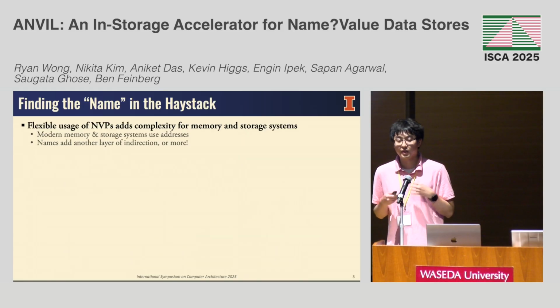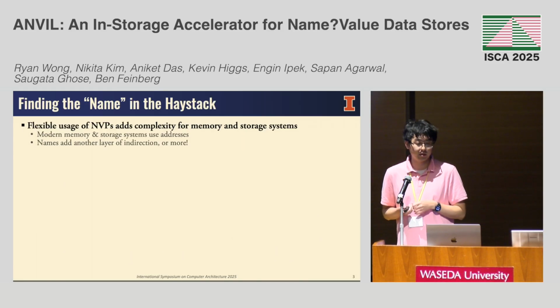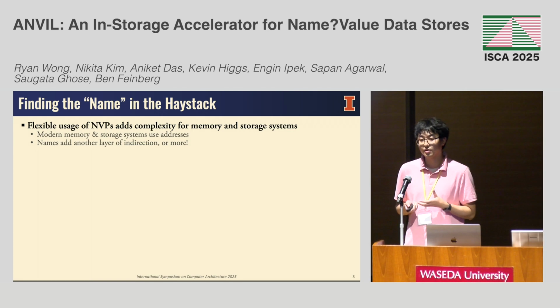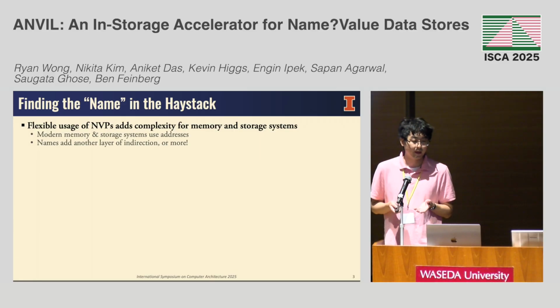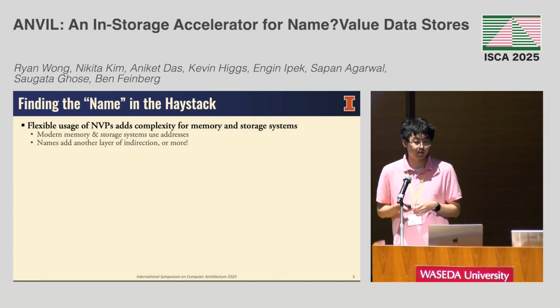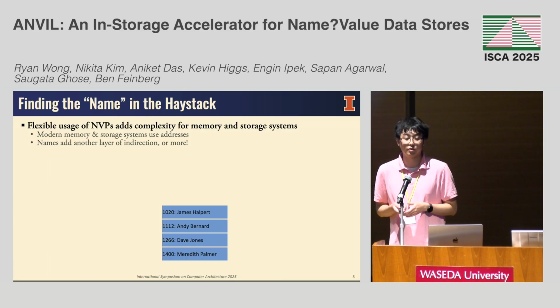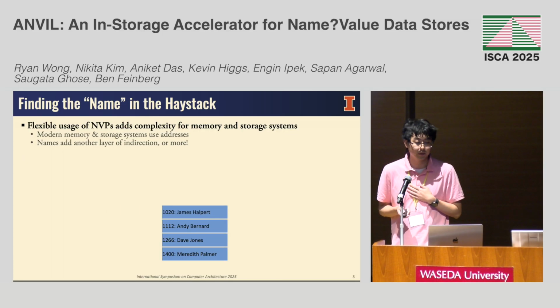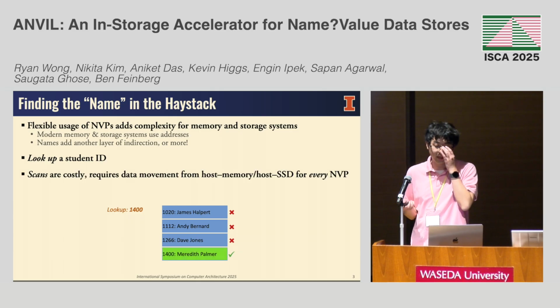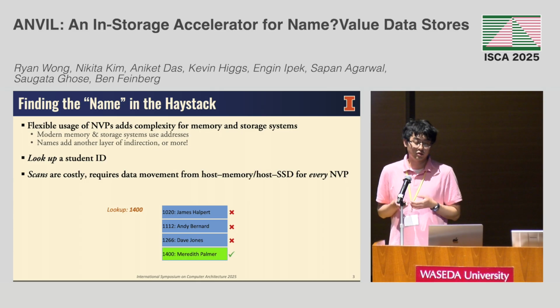However, this flexible nature of NVPs is actually quite complex and difficult for modern memory and storage systems, which rely on addresses rather than arbitrary names. And so what these names actually add is an additional layer of indirection, if not more. For example, if I'm trying to do a lookup to find a student ID, the baseline system may elect to scan and iteratively look for the matching NVP.